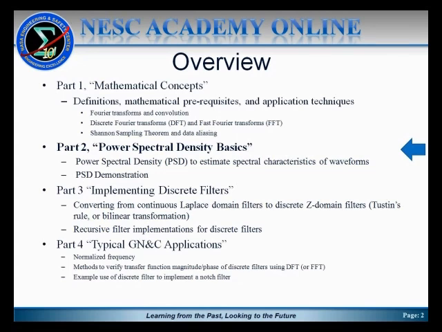In Part 3, which is entitled Implementing Discrete Filters, we'll start off by showing how to convert from continuous Laplace domain filters to discrete Z-domain filters using a technique referred to as Tustin's rule, or also the bilinear transformation. We'll also summarize how each of the continuous Laplace domain filters can be implemented in a time domain simulation as well as their counterparts in the discrete domain. We'll also show how to implement recursive filters to implement those discrete filters.